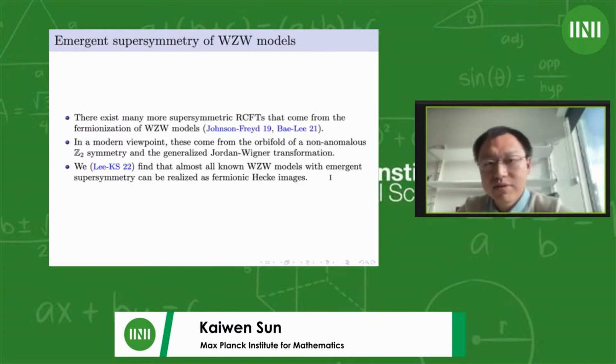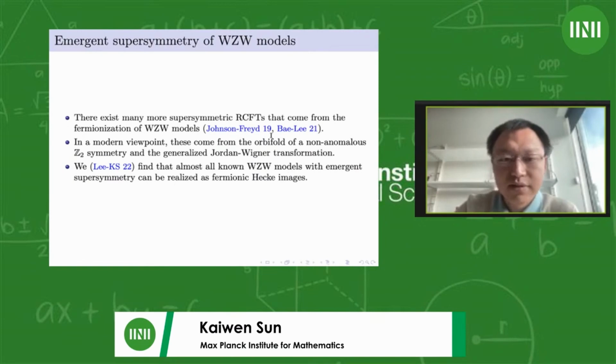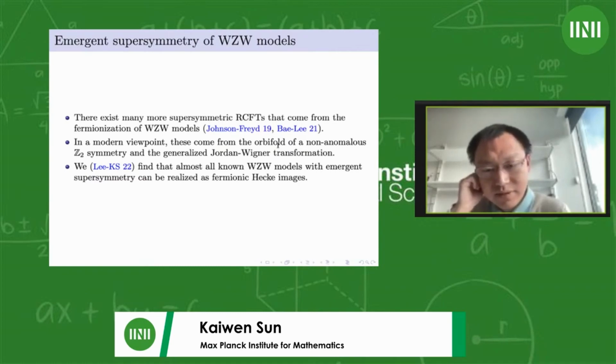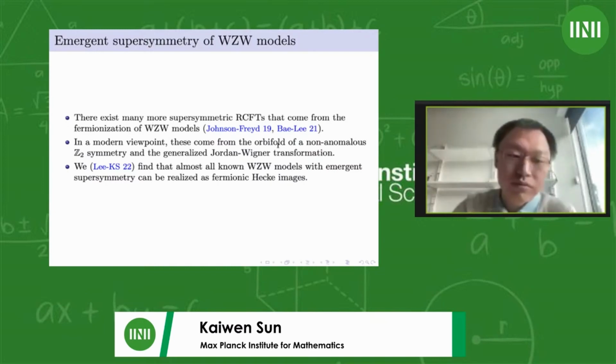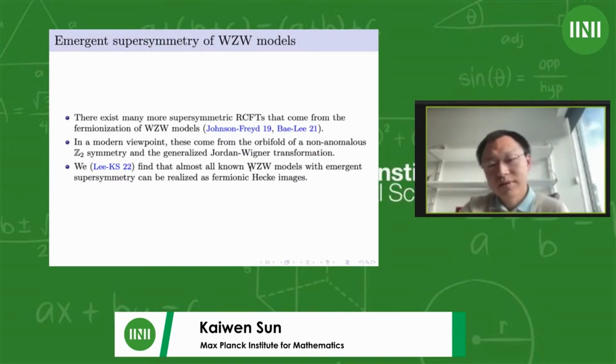So in fact, the fermionic edition of WZW models when they have supersymmetry is a very popular question these days, and was studied, in fact, approved by Johnson-Freyd, to get the full classification. And in fact, our recent finding is that almost all known WZW models with emergent supersymmetry can be realized as fermionic Hecke images. So actually, in fact, there is only one we couldn't find the fermionic Hecke interpretation.